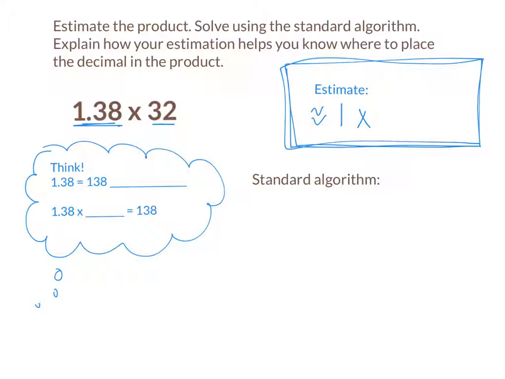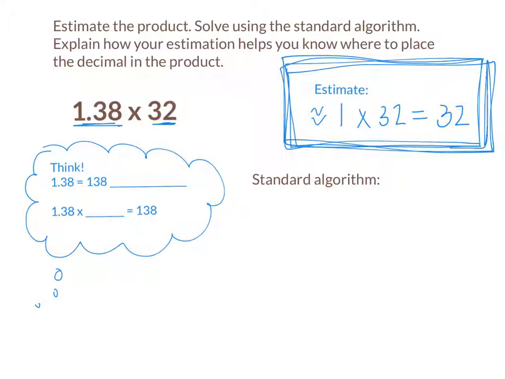Normally we could change this factor, 32, to 30, but since our first factor is 1, can we do 1 times 32 in our head? Yeah. So we can estimate that the product should be pretty close to what number? 32. Okay, I want you to draw a box around your estimate just like I did over here, because today this estimate is going to be so important. That's like the key to life.